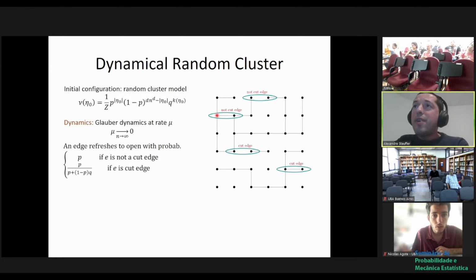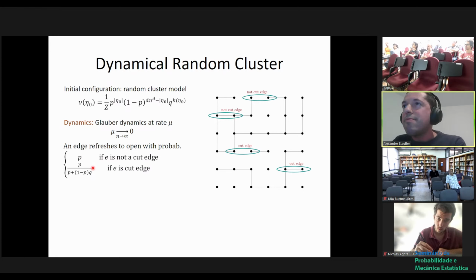Then when the clock of an edge rings, the edge sees whether it's a cut edge or not in the current configuration. If it's not a cut edge, then it becomes open with probability p, otherwise closed with probability 1 minus p. And if it is a cut edge, then the probability of being open changes to p divided by p plus (1 minus p)q. That's this. So the important thing here is that the decision on whether to open or close really depends on the current configuration.